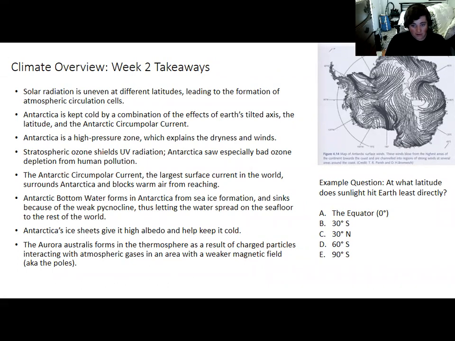Now, as for the example question, it's meant to get you to think about the connection between latitude and why Antarctica is so cold, and the fact that it's going to be warmer where the sunlight is hitting Earth more directly. So, at what latitude does sunlight hit Earth least directly? A, the equator, B, 30 degrees south, C, 30 degrees north, D, 60 degrees south, E, 90 degrees south.